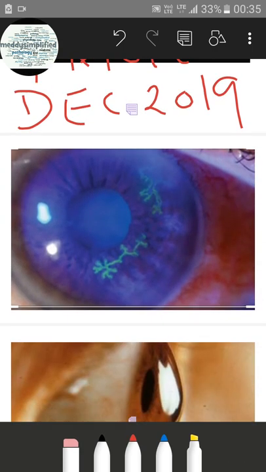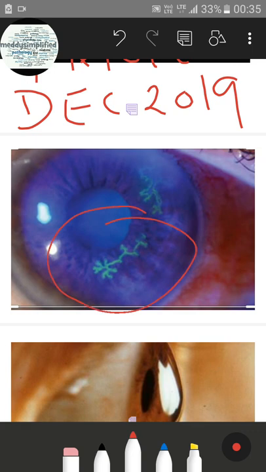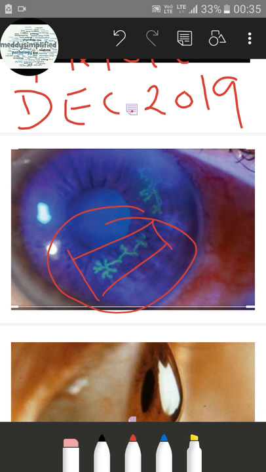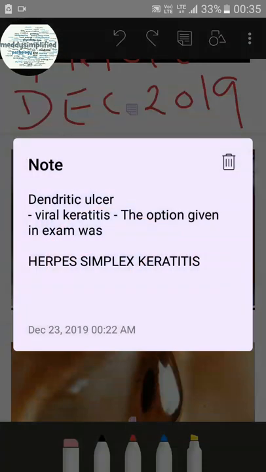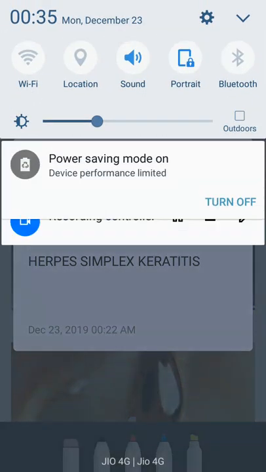First image was this. It was asked what this picture describes, and this is a dendritic ulcer, no doubt in it. A dendritic ulcer is usually seen in viral keratitis, and the most common cause of viral keratitis is herpes simplex virus. And the option given in the exam, herpes simplex keratitis, was the correct answer for it.